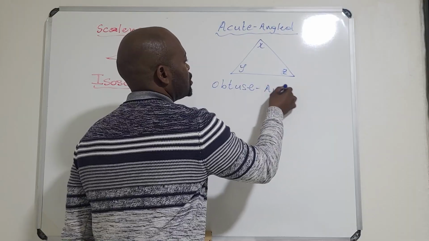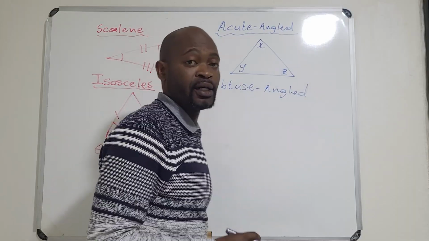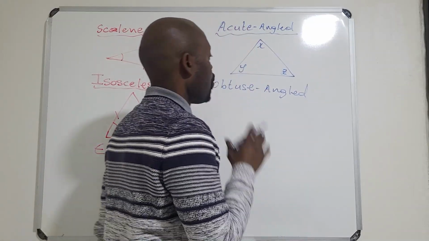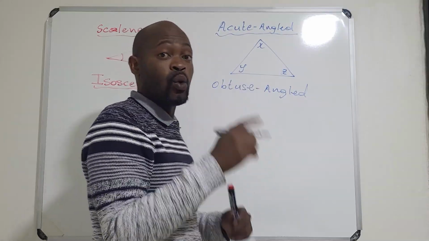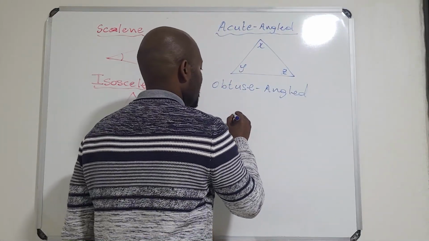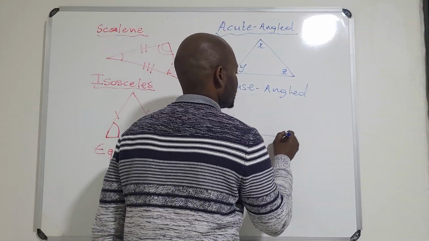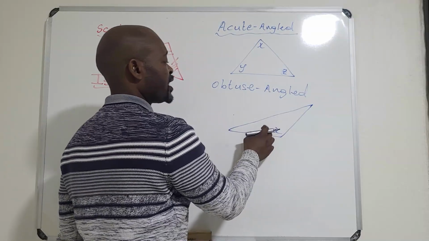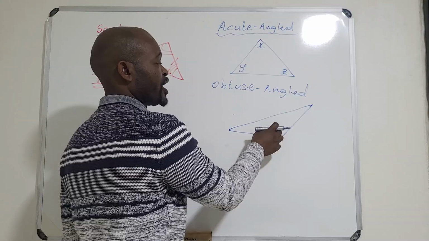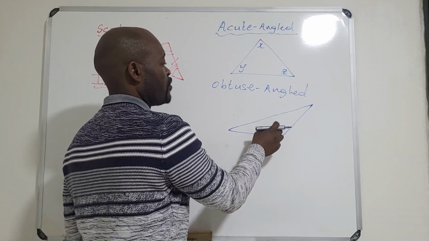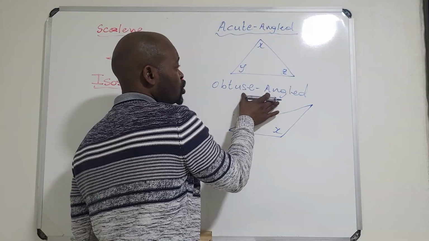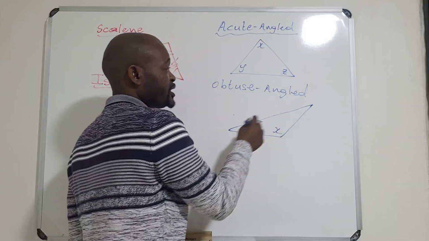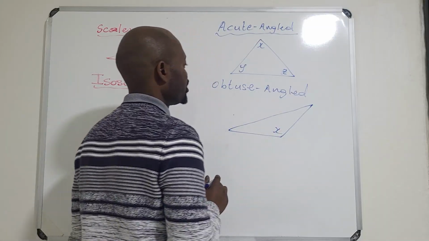Now we also have an obtuse angled triangle. An obtuse angled triangle is a triangle where one interior angle is greater than 90 degrees. This angle is the angle which is greater than 90 degrees. Then obviously in an obtuse angled triangle, one interior angle is greater than 90 degrees.